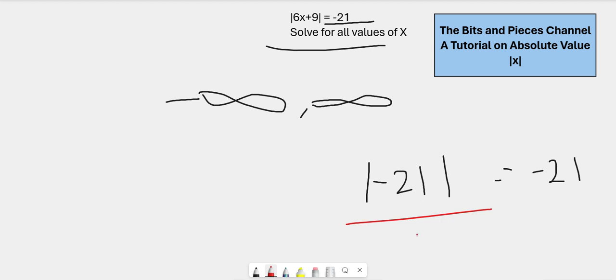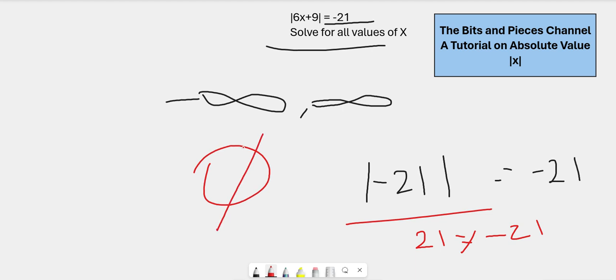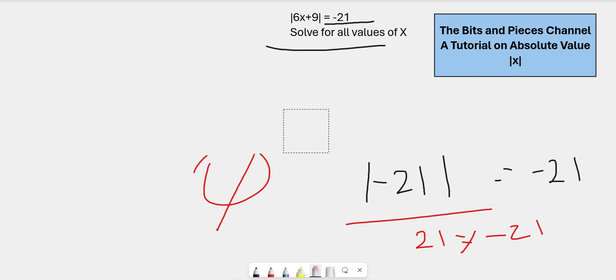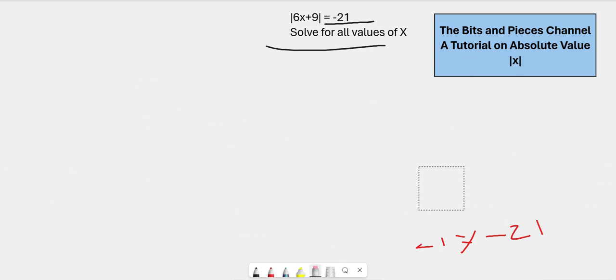Because when we take the absolute value, that means that 21 is equal to negative 21. And that can't be true. So the only solution to this equation is that there is no solution. That's called a null set. It's a special case. And let's look at 2 more examples.